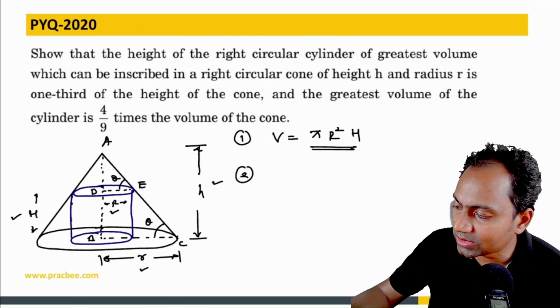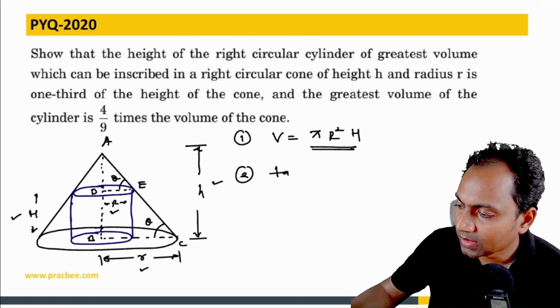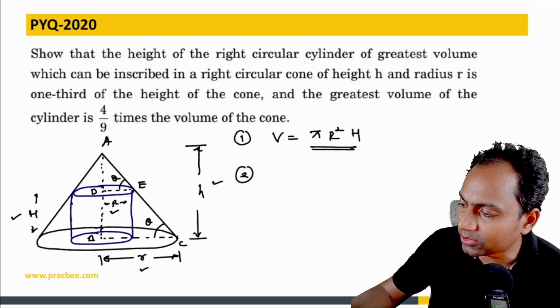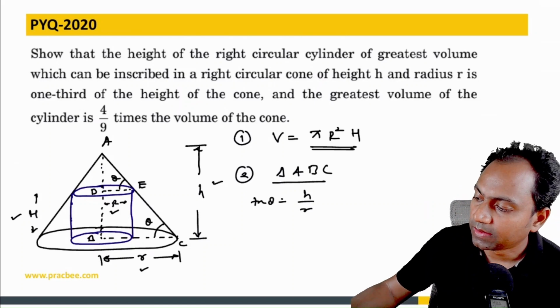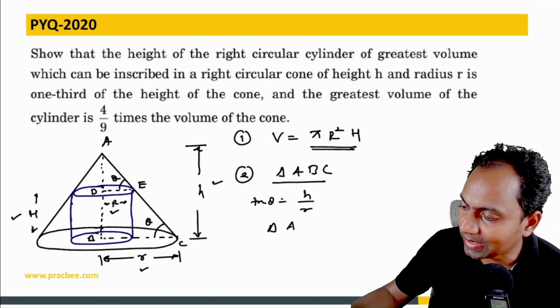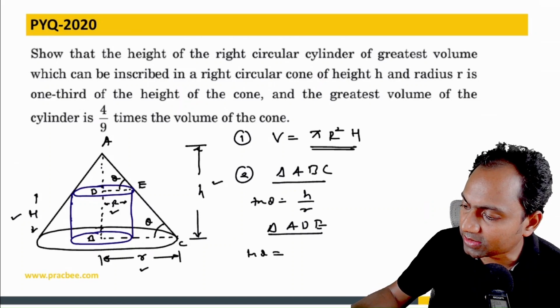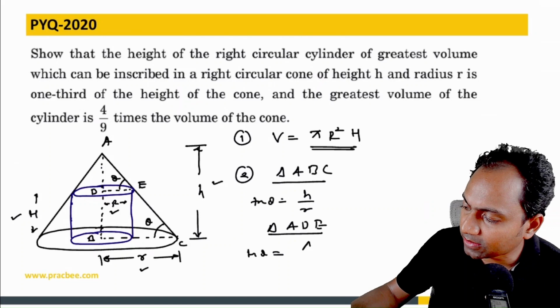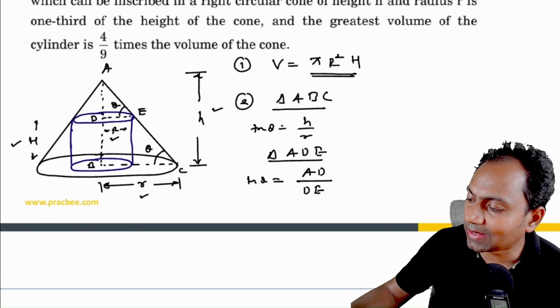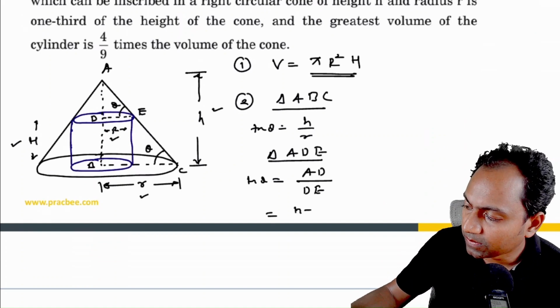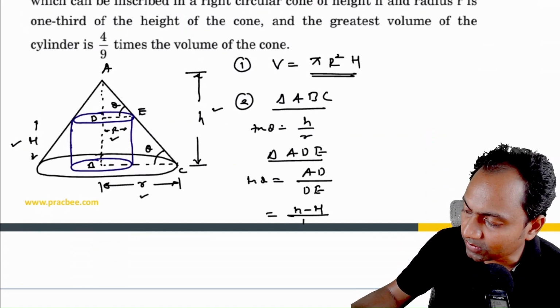Now if you look into this triangle that is given to us, one triangle that you can observe from this diagram is A, B and C. If I write tan theta here, it would be h by r. And also we have triangle ADE. If I look into this, the same tan theta can be written as the height, that is AD, by base, that is DE. So the height would be the height of cone minus height of cylinder, and the base would be capital R.